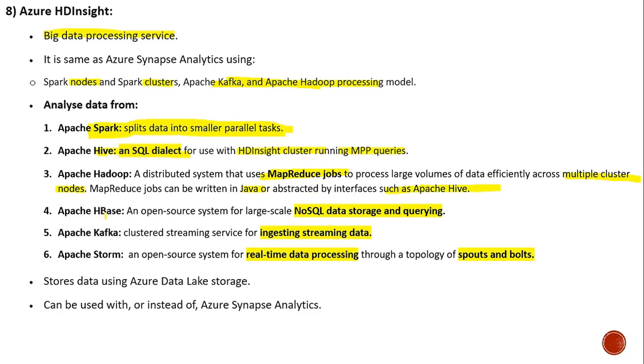And then we have HBase. Now HBase is nothing but NoSQL data storage and querying. So I have highlighted keywords here, so just remember the keywords. Now for Apache Kafka, we have ingesting streaming data. And Storm is real-time data processing through a topology of spouts and bolts. Azure HDInsight stores data using Azure Data Lake Storage, and it can be used instead of Azure Synapse Analytics. So we can use it with Azure Synapse Analytics as well, or we can use Azure HDInsight alone.